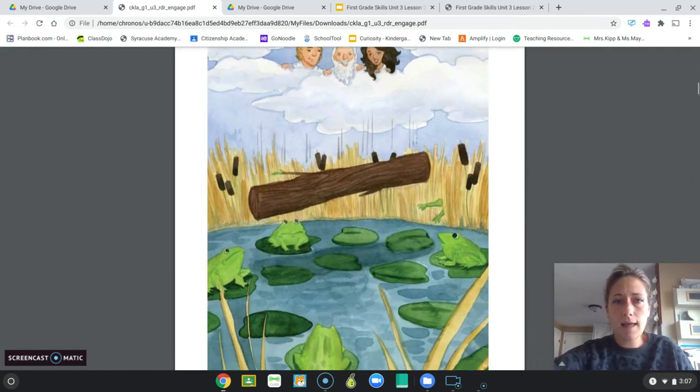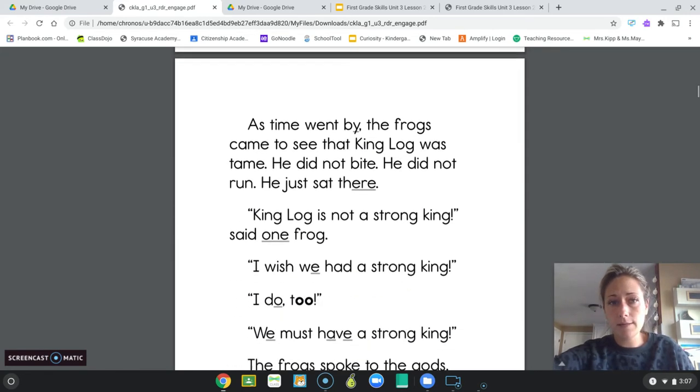There's the gods laughing as they throw King Log into the pond.